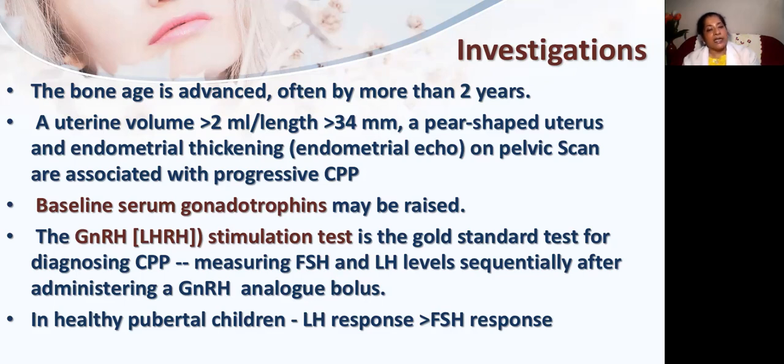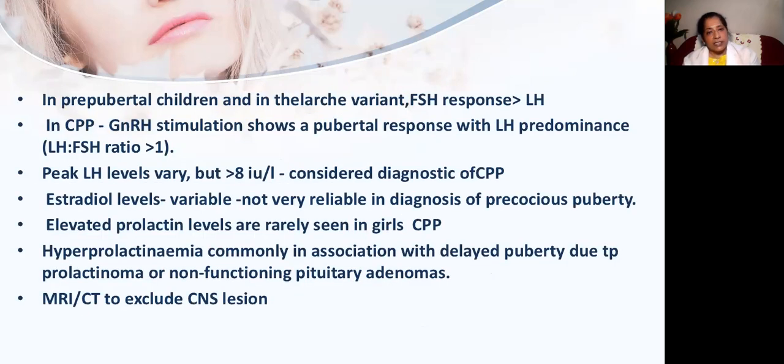In healthy pubertal children, LH response is always more than FSH response. In prepubertal children and in Thelarche variant, FSH response would be more than LH response. In central precocious puberty, GnRH stimulation shows pubertal response with LH predominance. So the ratio of LH to FSH would be more than 1.